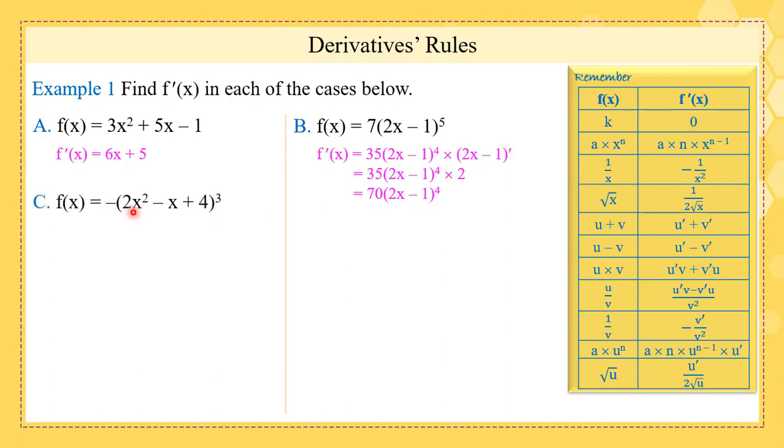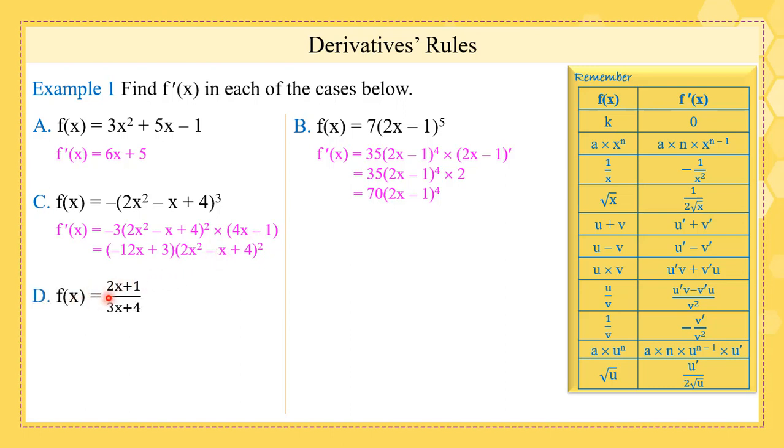Now, this case also is of the form minus u to the power n, so its derivative is negative 3 into (2x squared minus x plus 4) to the power 2 multiplied by the derivative of this quantity here, which plays the role of u, and its derivative is 4x minus 1. And this is the final answer.